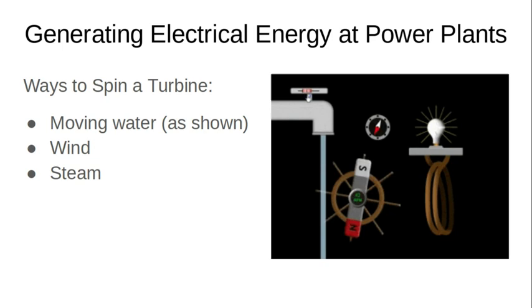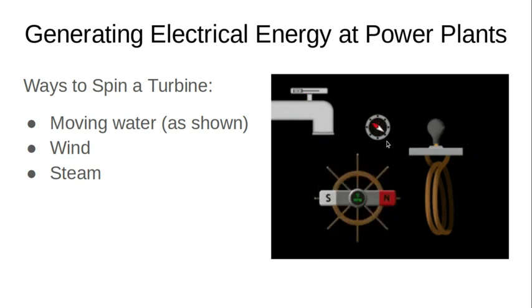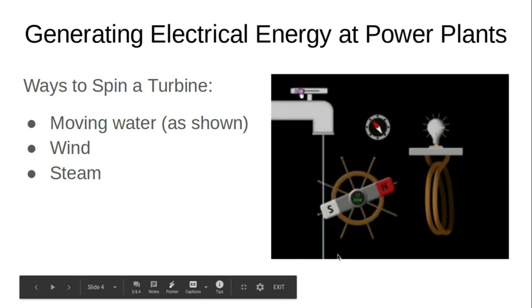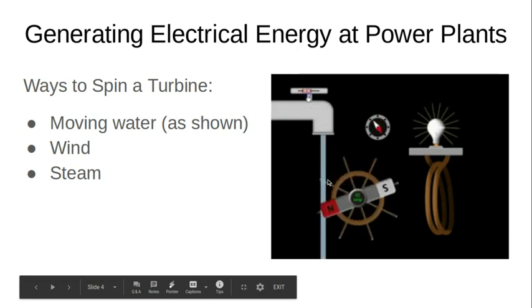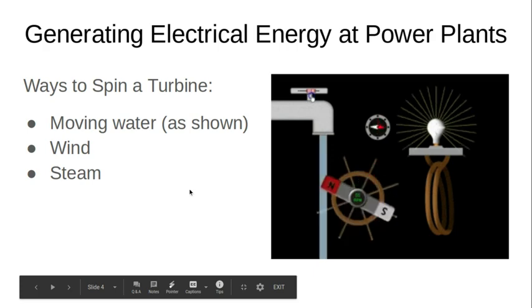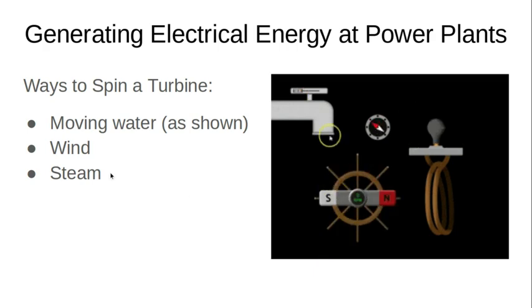You could also get steam. For instance, if this faucet were turned off and there would be something burning from the bottom, the steam would rise up and it would also spin the paddle wheel when the rising steam contacts the paddles of the wheel itself. You could burn anything to get steam, and so we'll talk about that a little bit more in a second.